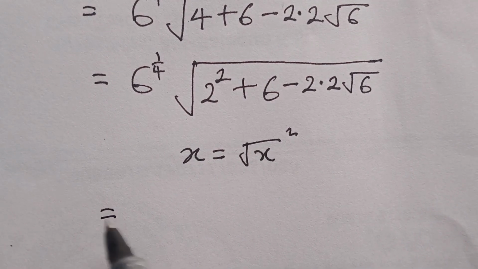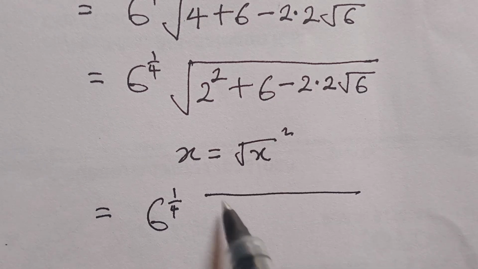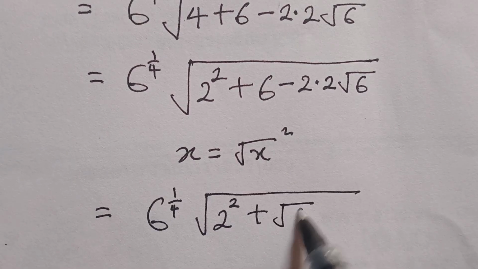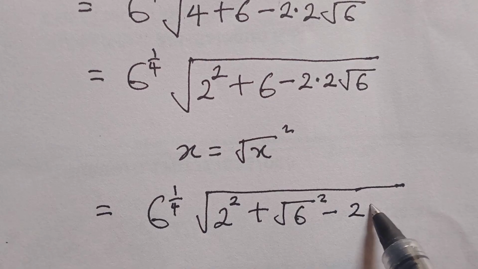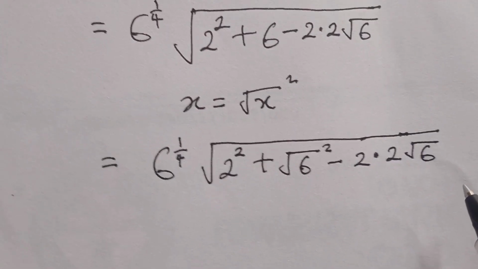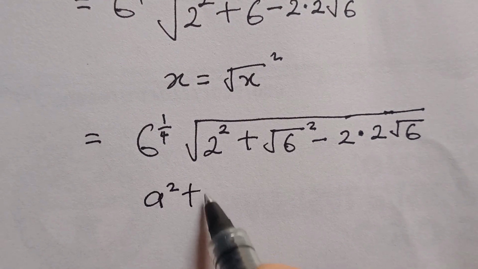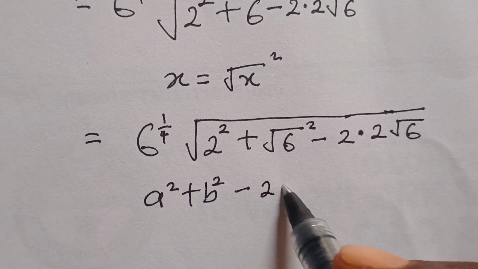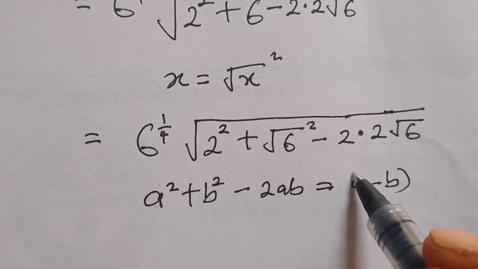Therefore, if you have x, it can simply be written as square root of x squared, because the square will cancel out the square root. I'll apply that to my previous expression. I will now have 6 raised to power 1 over 4, square root of 2 raised to power 2 plus square root of 6 squared. And don't forget, square root of 6 squared is still 6. So minus 2 times 2 square root of 6. Everything looks fine. And don't forget, we have a squared plus b squared minus 2ab. That will simply give us a minus b, everything squared.